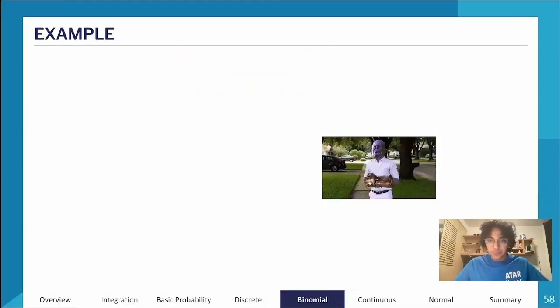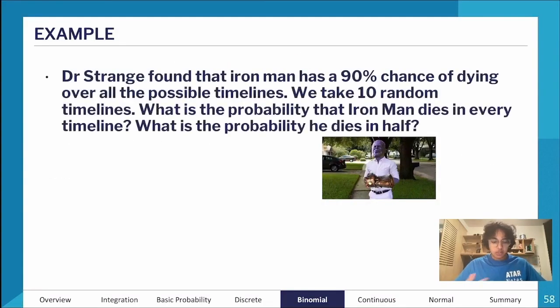Let's do a question. So let's say Doctor Strange found that Iron Man has a 90% chance of dying over all possible timelines. Let's say we take 10 random timelines. What is the probability that Iron Man dies in every timeline? And what is the probability he dies in a half? I'll give you guys some time to think about it. Have a pause maybe. See how you go. In the meantime, I'll work it out.